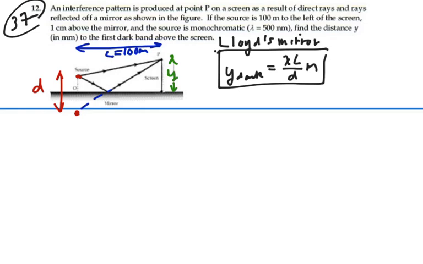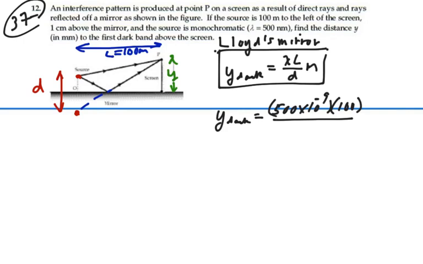So that location, y dark, is going to equal the wavelength, which is 500 nanometers, 500 times 10 to the minus 9, times L, which is given as 100 meters, over D, which is the distance between these two sources.